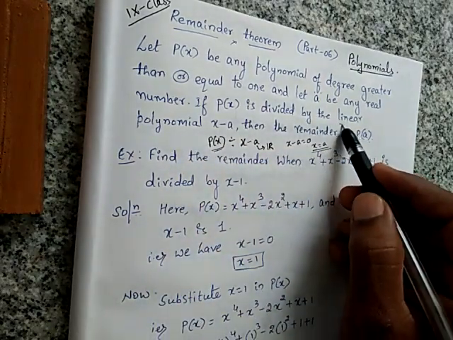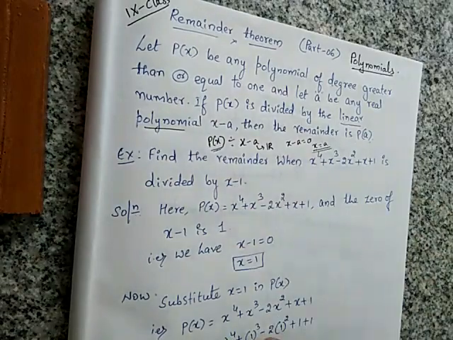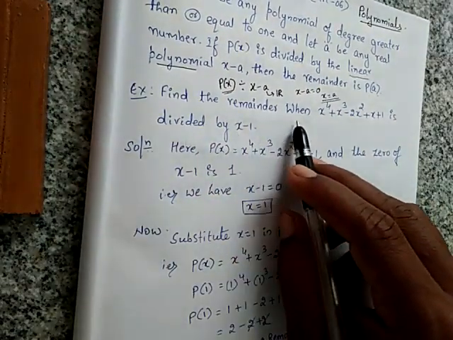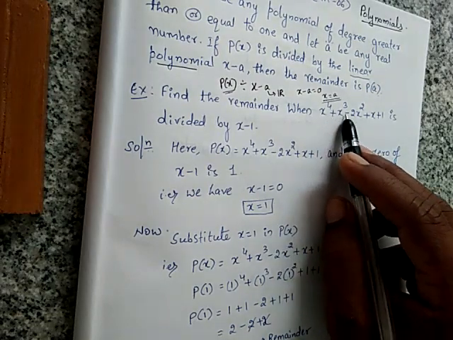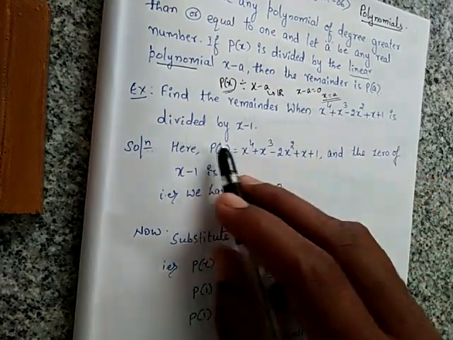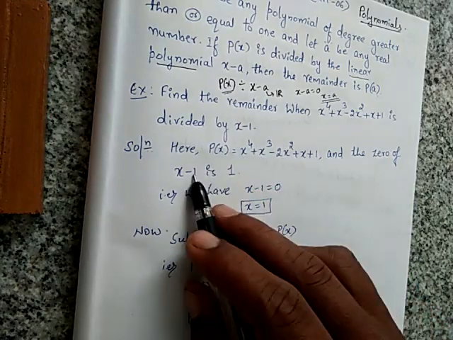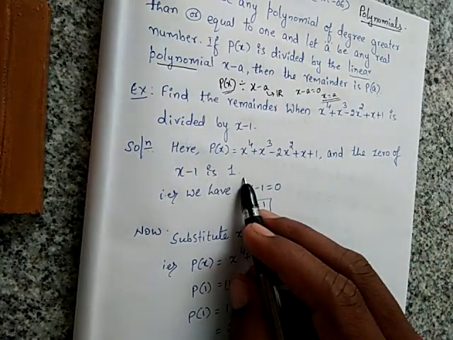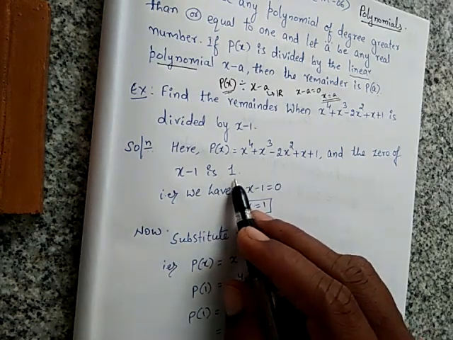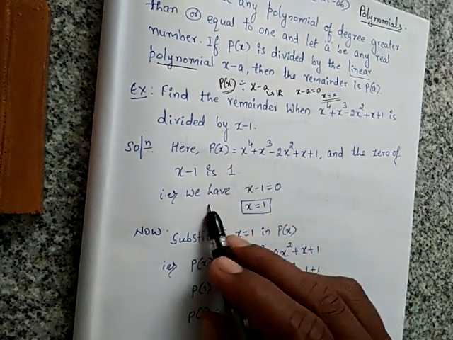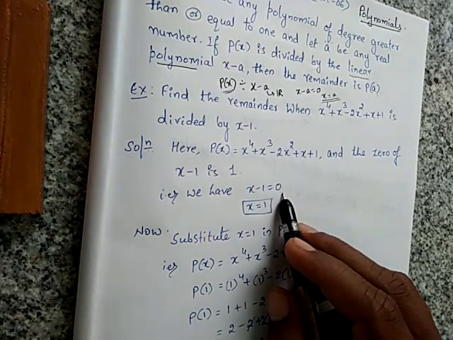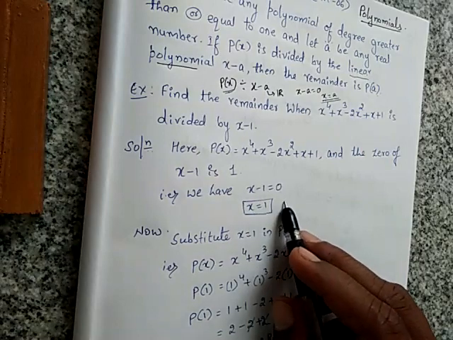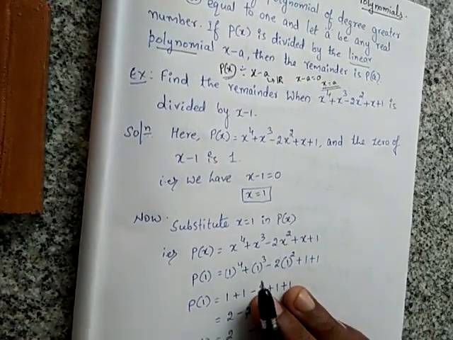the linear polynomial. Okay, so next example: find the remainder when x to the power 4 plus x cube minus 2x square plus x plus 1 is divided by x minus 1. Here p of x is this one, and the zero of x minus 1 is 1. How did you get this? We have x minus 1 is equal to 0. The given linear polynomial should be equated to 0. So minus 1 is here; if you transfer it to the right hand side, you will get x is equal to 1.